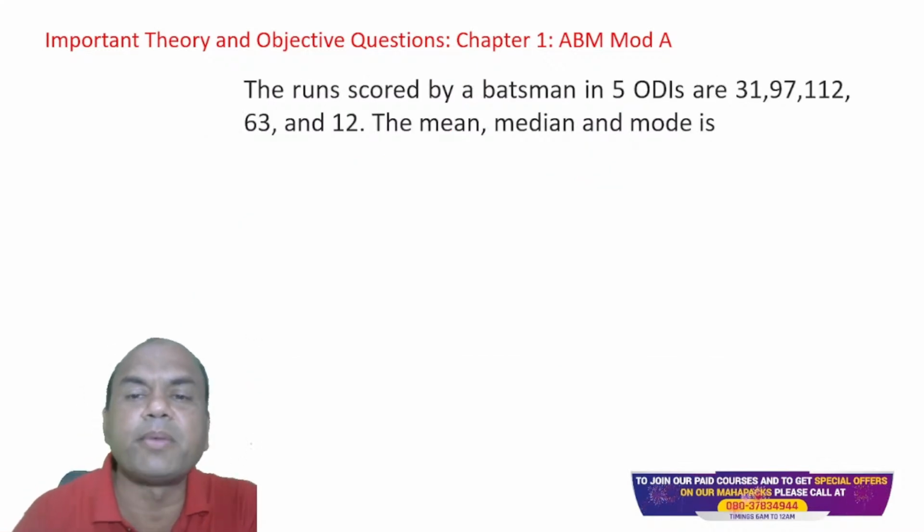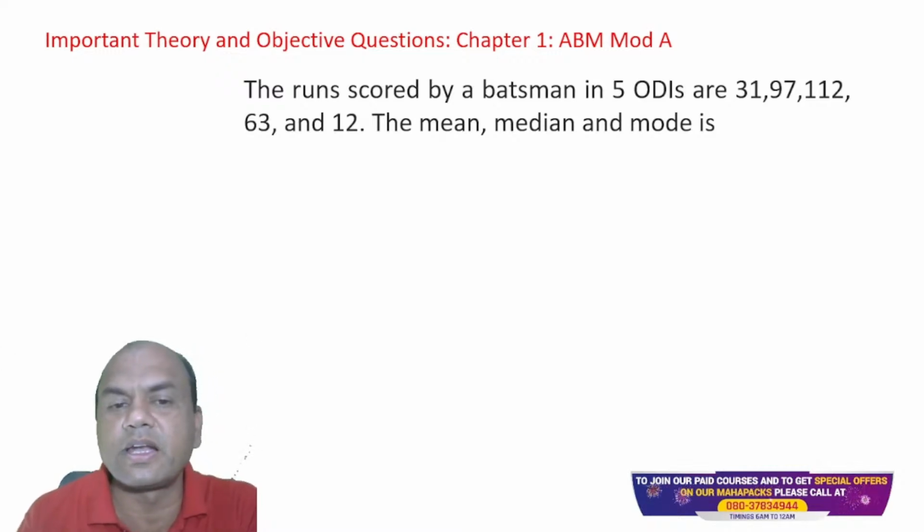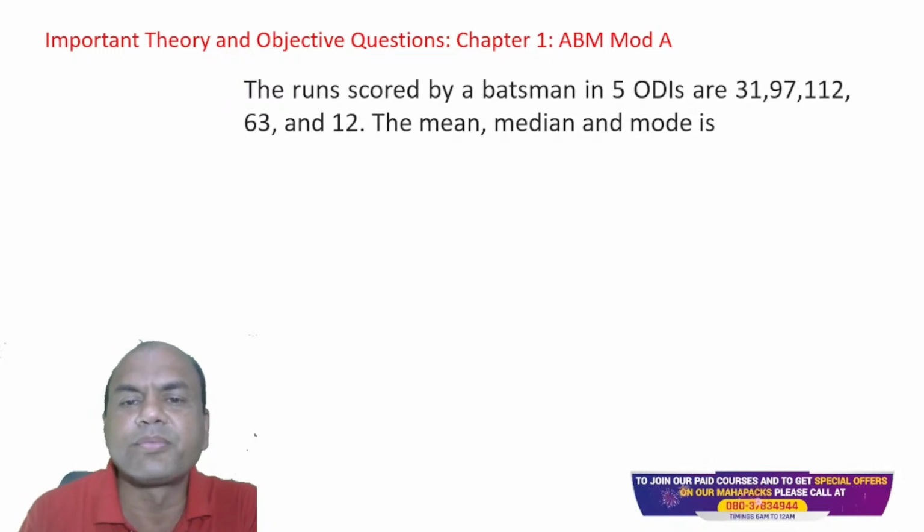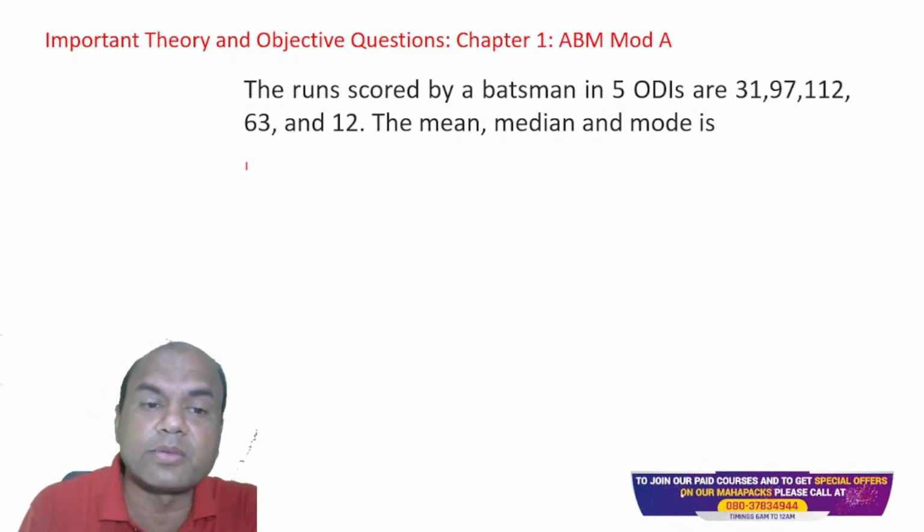The runs scored by a batsman in 5 ODIs are 31, 97, 112, 63 and 12. Find the mean, median and mode. So what is this? Mean, median and mode. So first let's find out mean. What is mean?